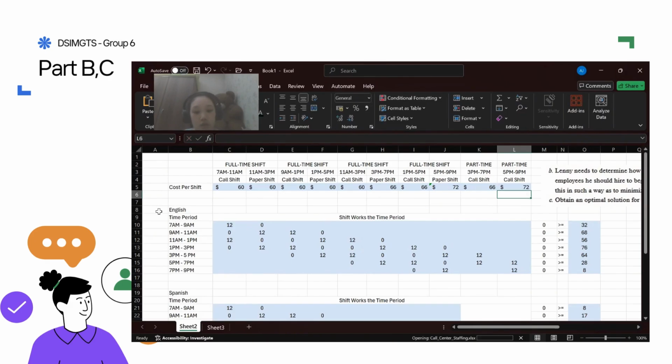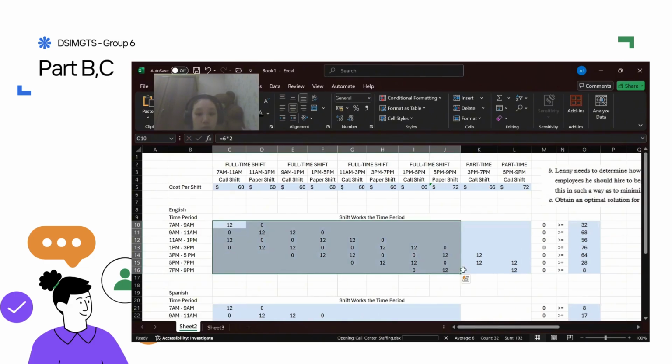So for the time periods, the group separated the English and Spanish. So for English, these 12s represent the number of calls processed in the hour. Like said in the case facts, every operator processes 6 calls per hour. So since these shifts are in 2 hours, 6 times 2 is 12, so 12 calls per shift. These zeros represent the 2 hours that the operators are in paperwork shifts.